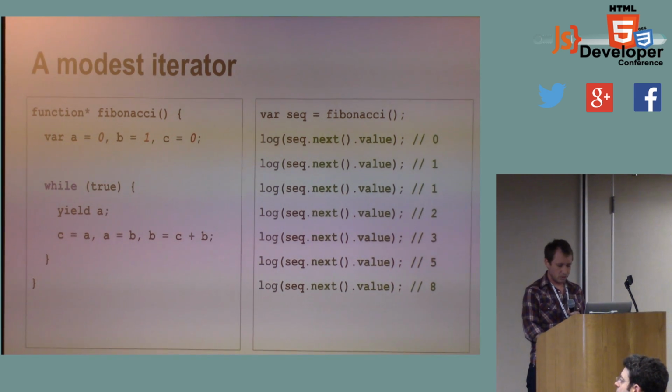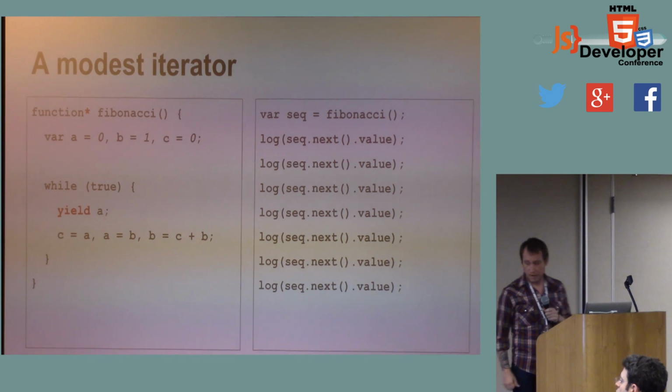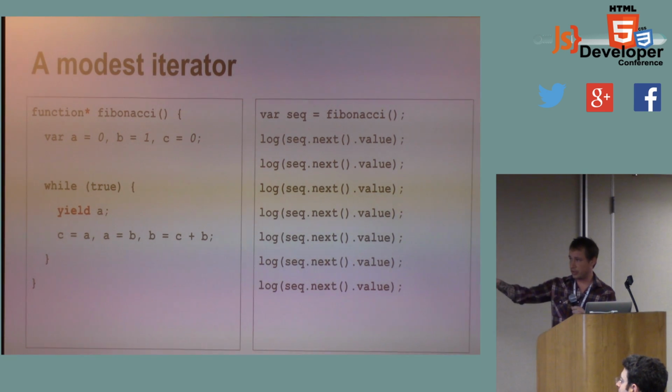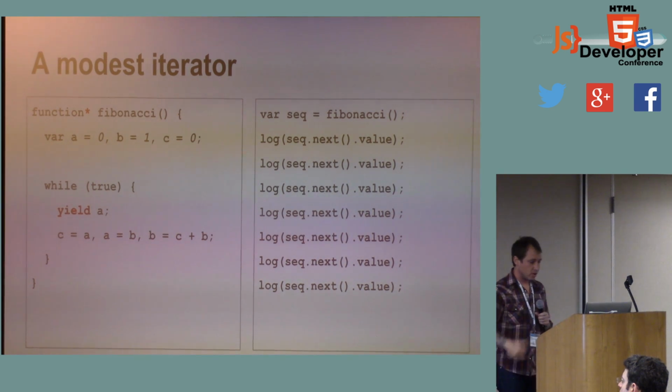So you'll notice some interesting syntax here. First thing is this little star after the word function. That denotes that this is a generator function. It behaves in a fundamentally different way than the functions that you are used to writing. The yield keyword, the yield operator, is also new.